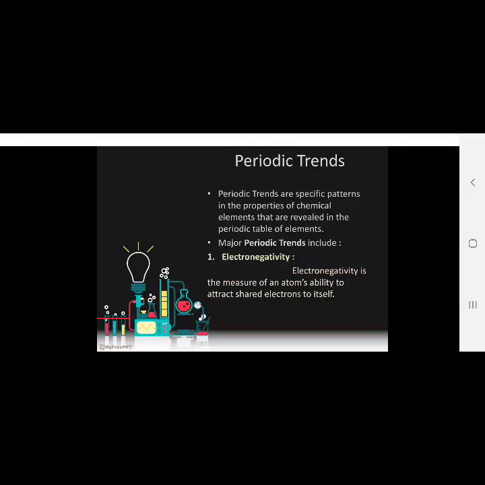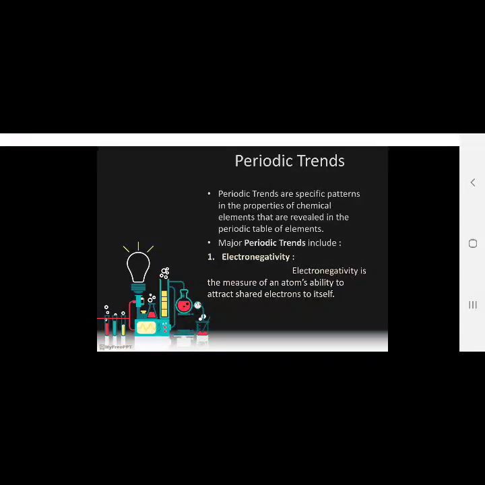Trends. Periodic trends are specific patterns in the properties of chemical elements that are revealed in the periodic table of elements. Major periodic trends include electronegativity, ionization energy, electron affinity, atomic radii, ionic radius, metallic character, and chemical reactivity. Periodic trends arise from changes in the atomic structure of the chemical elements within their respective periods and groups in the periodic table. These laws enable the chemical elements to be organized in the periodic table based on their atomic structure and properties. Due to the periodic trends, the unknown properties of an element can be partially known.